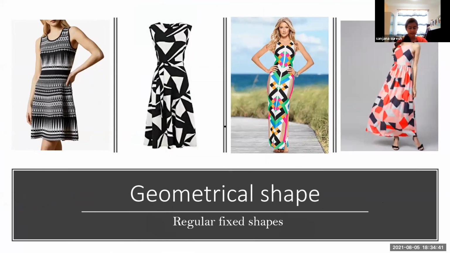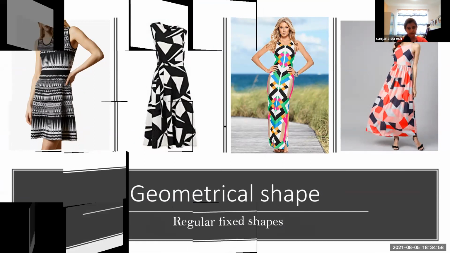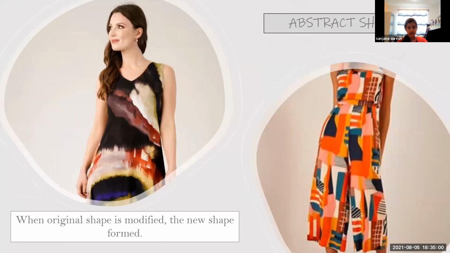Geometrical shapes are simple. It's just regular fixed shapes. You all might be aware of what geometrical shapes are. So here you can see how these shapes are used in different textures of this. Abstract shapes are something that is modified and a new shape is formed. When the original shape is modified, an abstract shape is formed.